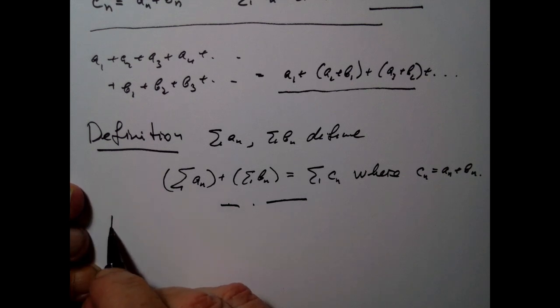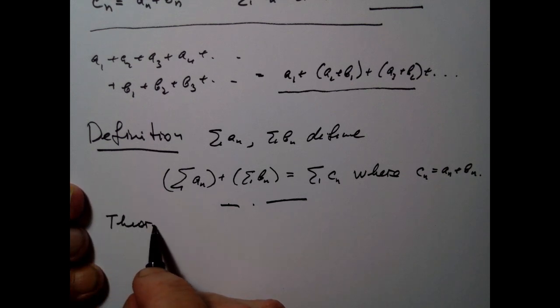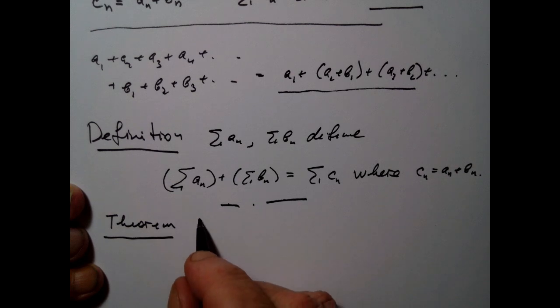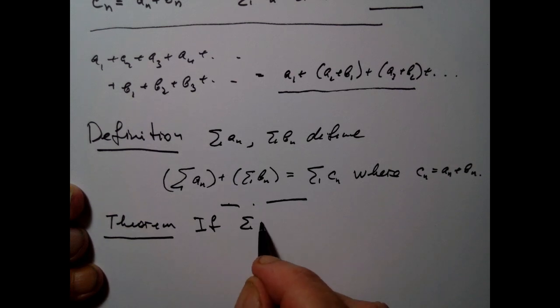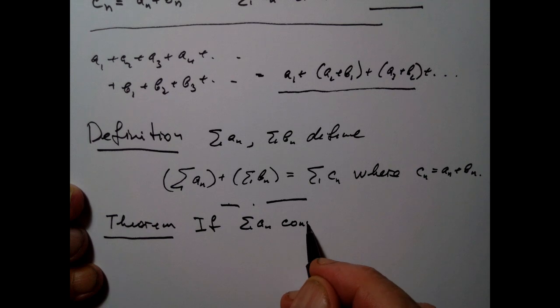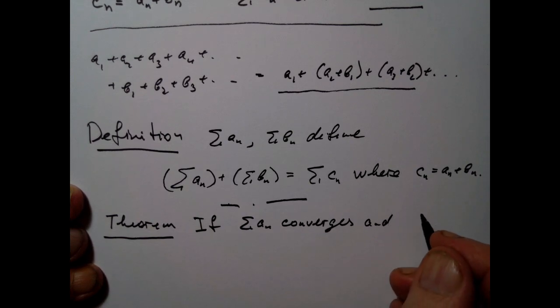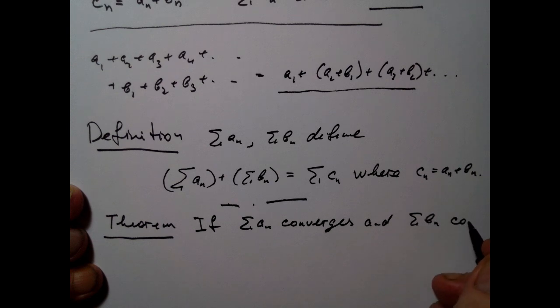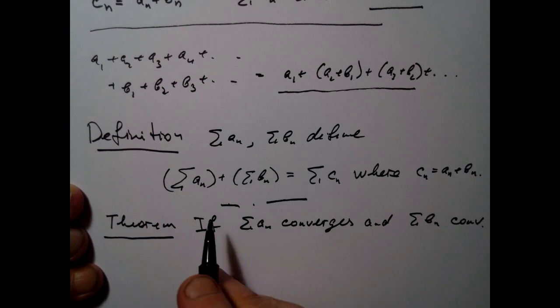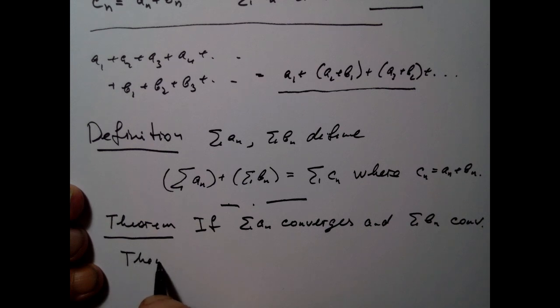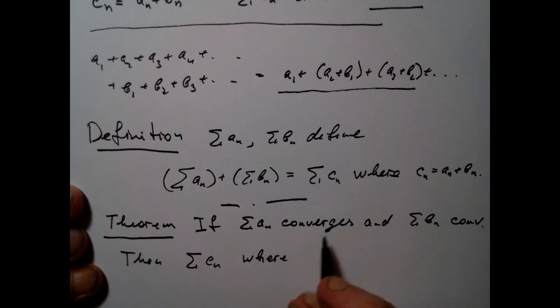So what should be the theorem? The theorem will be, as you can guess, if the series An converges and the series Bn converges, then the series Cn, where Cn is equal to An plus Bn, converges.